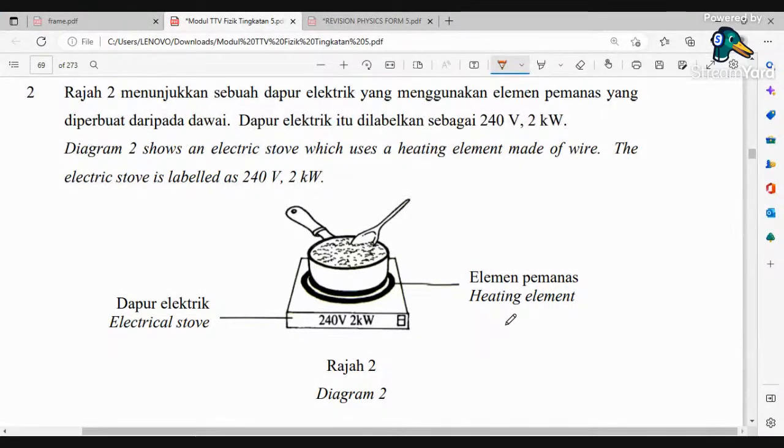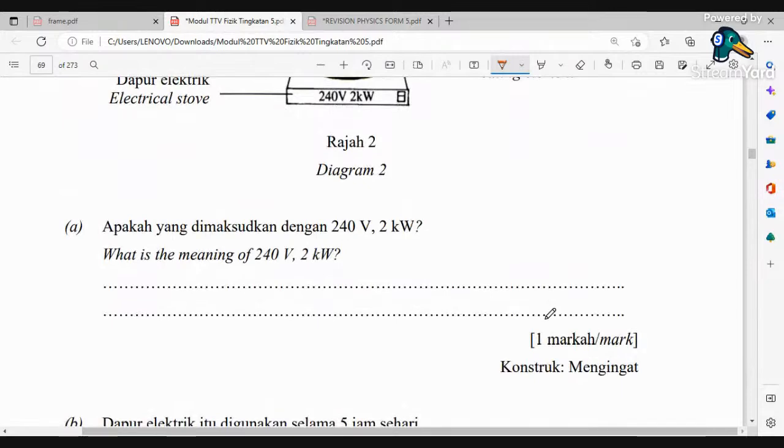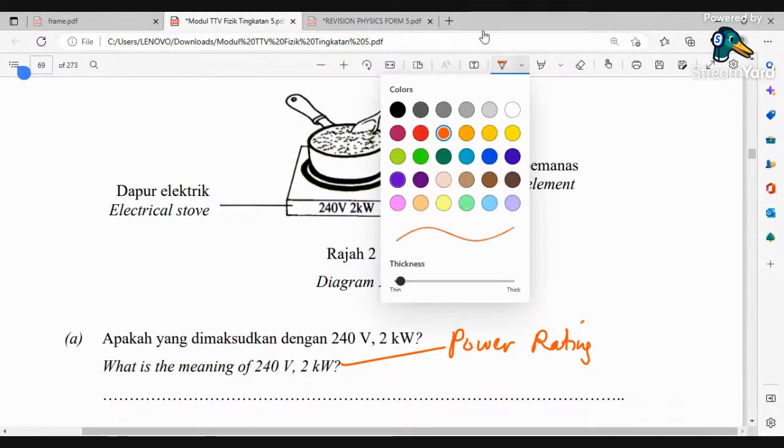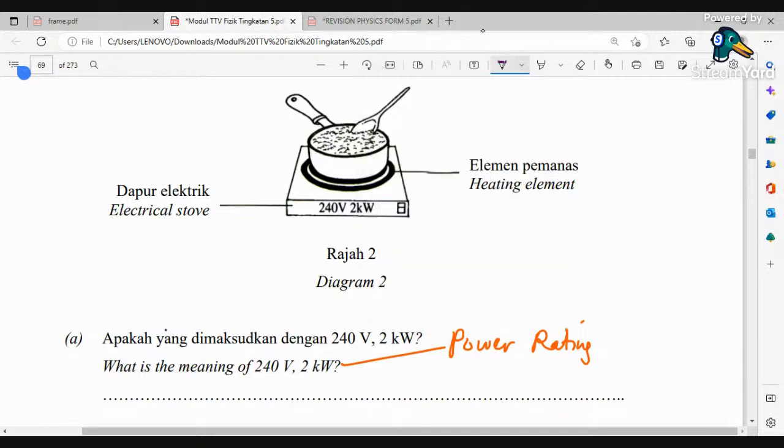Diagram 2 shows an electric stove that uses a heating element made of wire. The electric stove is labelled 240 V, 2 kilowatt. What is the meaning of 240 volt 2 kilowatt? This one we call power rating. Okay, how to explain or define power rating?